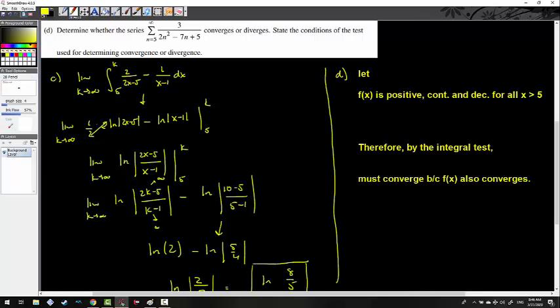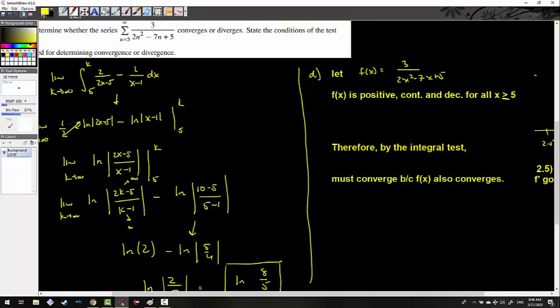So from here, I will say let f of x equal 3 over 2x squared minus 7x plus 5, and that should be greater than or equal to 5. And then therefore by the integral test, this piece filled in should be the summation from n equals 5 to infinity of 3 over 2n squared minus 7n plus 5 must converge because the integral of f of x also converges.